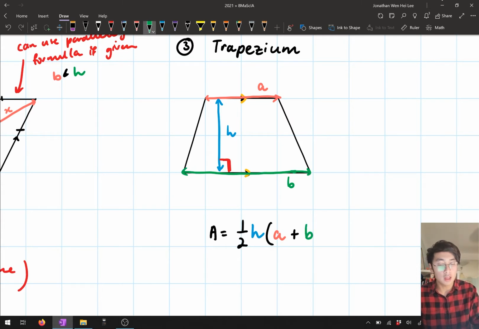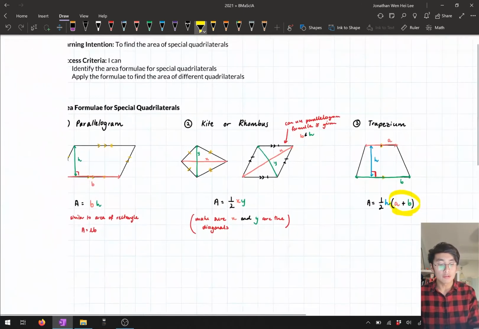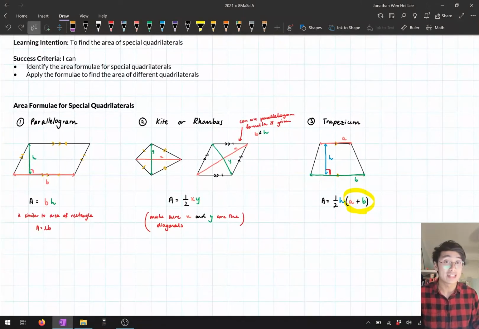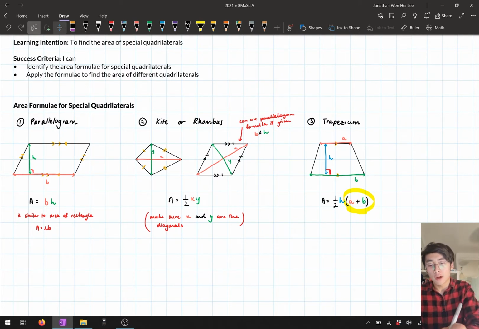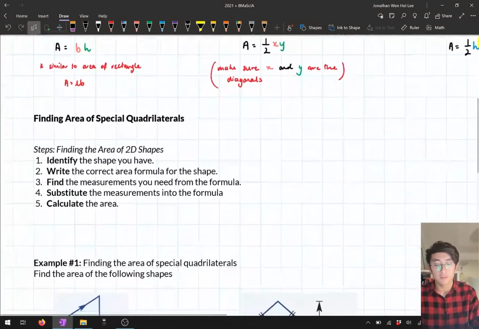For this particular area formula, I need to take my two parallel sides, A and B, and add them together, which is what this bracket tells me. Then I multiply that by the height and also by a half. So these are the three formulas that we're going to be using in today's lesson to help me find the area of special quadrilaterals. The steps we need to follow to find the area of a special quadrilateral, or any 2D shape for that matter.